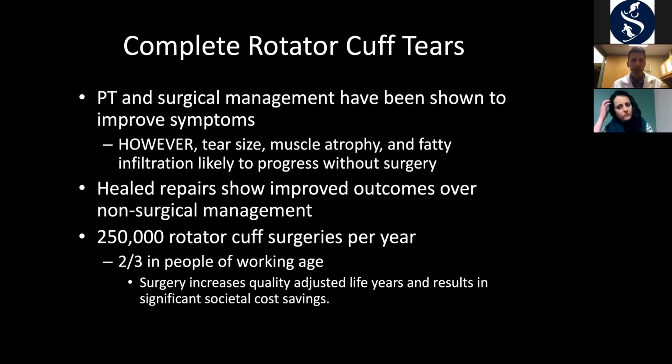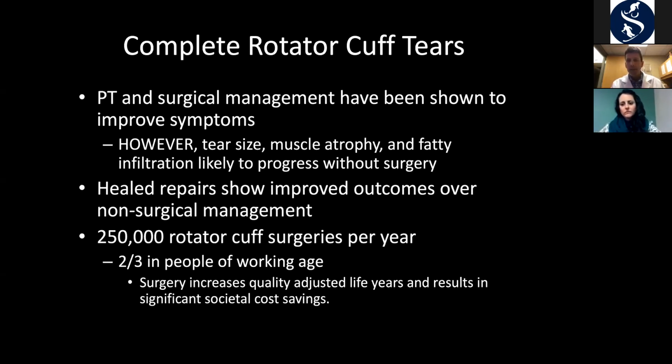So what about complete tears? If someone, again, has torn that tendon completely off the bone, physical therapy helps and surgical management helps. They both improve symptoms. However, if we don't do surgery, we find that the natural history of these tears is such that they get bigger, more tendon pulls away, they get more retracted, you can get more of that fatty atrophy as a result. And all these things progress without surgery. And studies have really shown that a healed repair shows improved outcomes over non-surgical management.